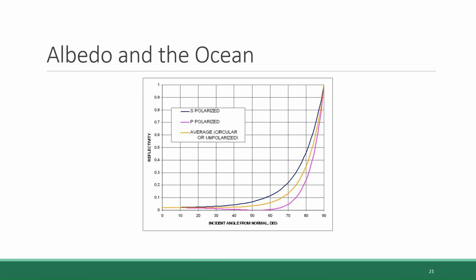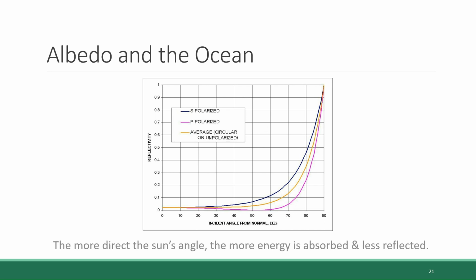Of course, most of the surface of the Earth isn't covered with terrain at all, but rather ocean. And the ocean has an albedo capacity as well. But when it comes to bodies of water, the albedo varies significantly based on the angle of the sun. The more direct the sun's angle, the more energy is absorbed and the less reflected. This graph here shows the relationship between reflectivity or albedo on the vertical y-axis and the angle of the sun on the horizontal x-axis. And as you can see, if the angle of the sun is 0, then almost no energy is reflected. It's all absorbed.